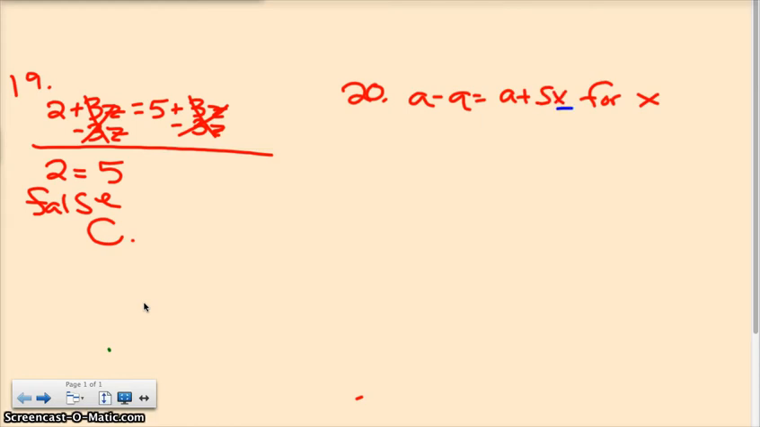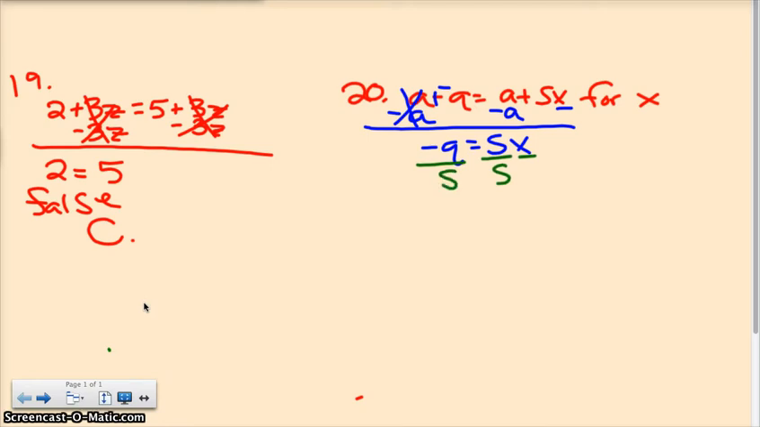I start moving what's not connected to it. In a, take an a away, I'm left with nothing, so I'm left with a negative q is equal to s times x. The opposite of times, again, I want to get x alone, would be to divide. So I would divide through by s, and x is equal to a negative q over s, which is letter D.